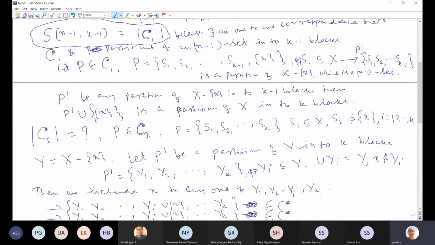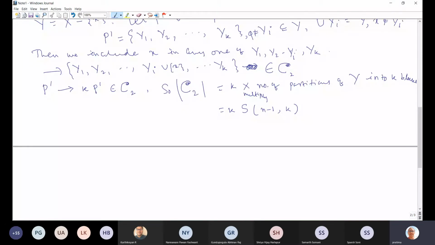Okay, this is a proving technique. Try to convince yourself, think yourself. You may not get convinced immediately here in the class, so think carefully, you will get it. Fine. So this is about Stirling numbers of the second kind.